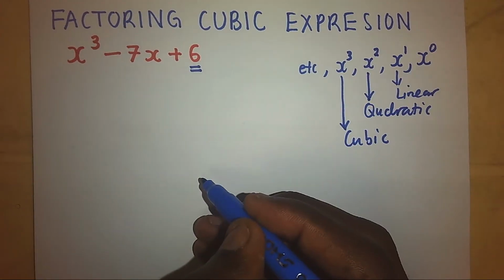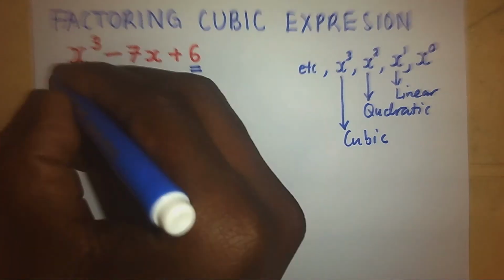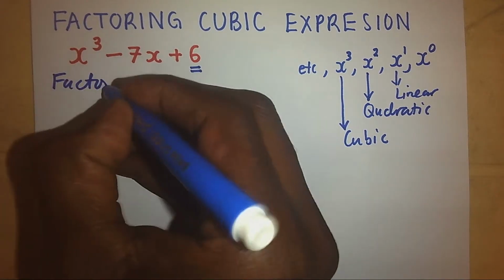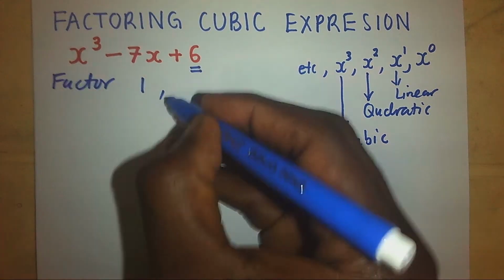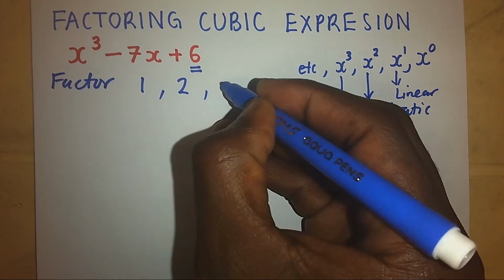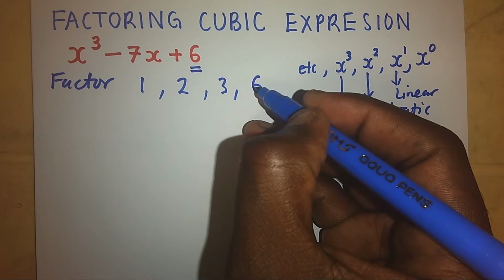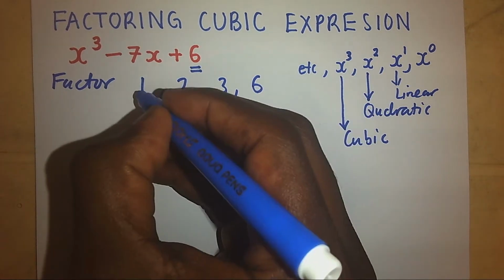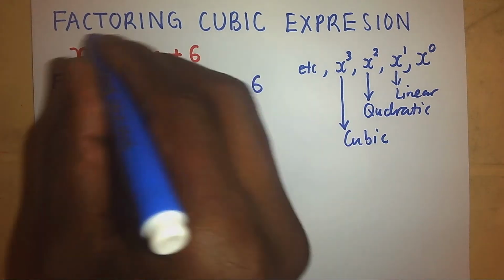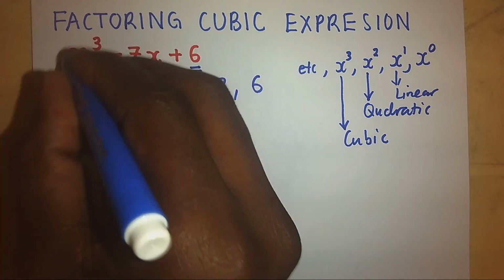And for our case, we have got a 6. We need to find all the factors of 6. And we know the first factor of 6 is 1. The next is 2. The next factor of 6 will be 3. And finally, 6. Now for all these factors, we shall test them in our expression. All the factors that will give us equal to 0, those are the factors that we need.